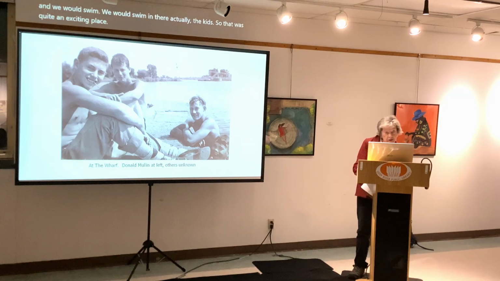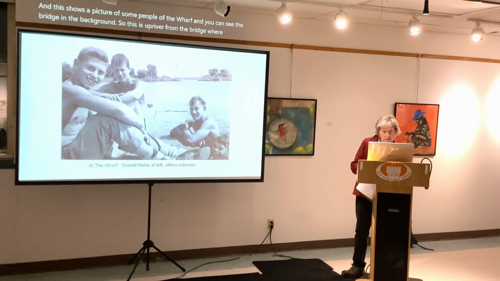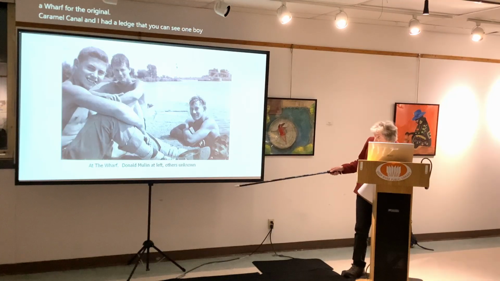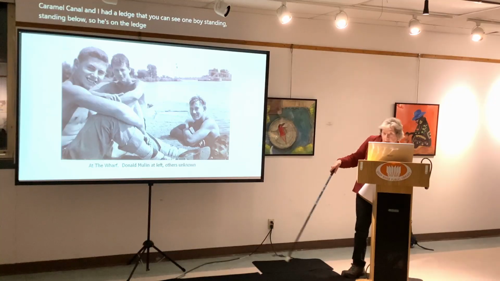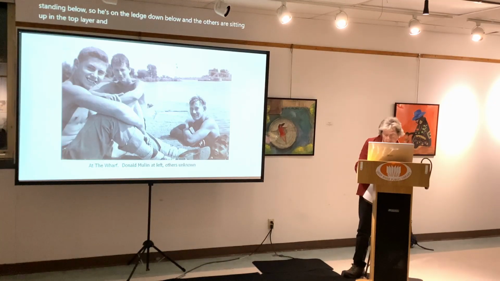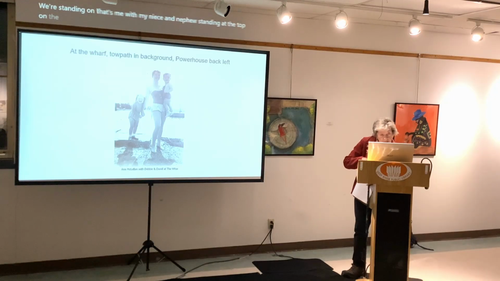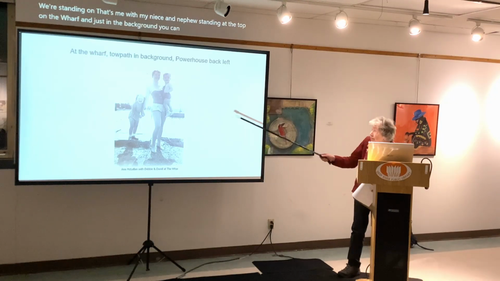And this shows a picture of some people at the wharf. And you can see the bridge in the background. So this is upriver from the bridge, where there was a wharf for the original Cornwall Canal. And it had a ledge. You can see one boy standing below on the ledge, and the others are sitting up in the top layer. And you can see it in this picture too. That's me with my niece and nephew, standing at the top on the wharf. And just in the background, you can see what we call the towpath across.